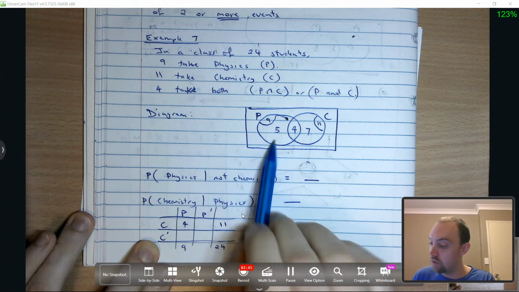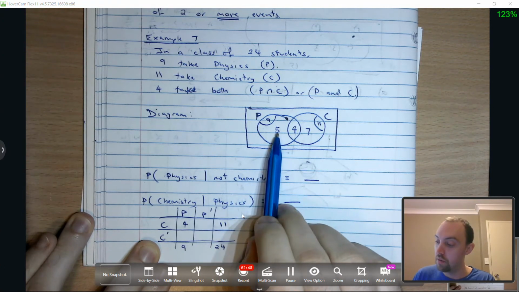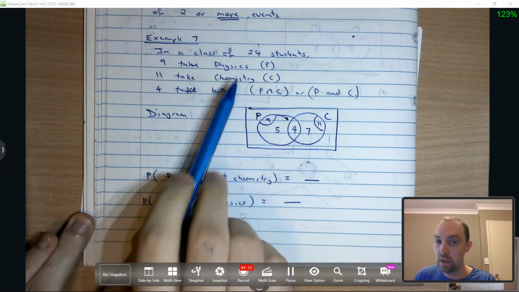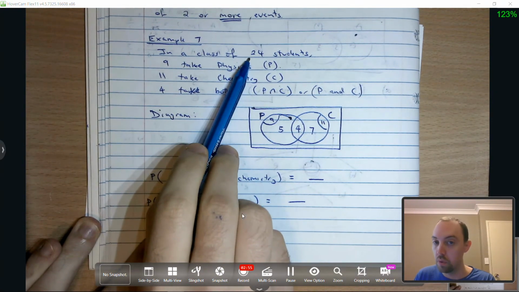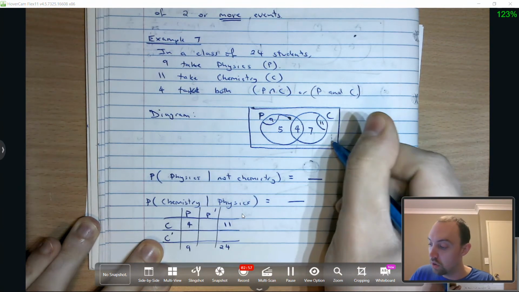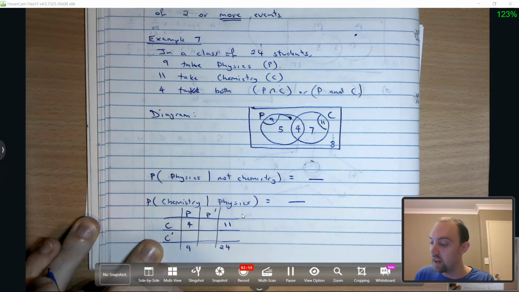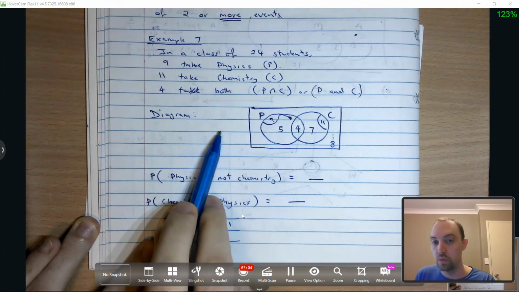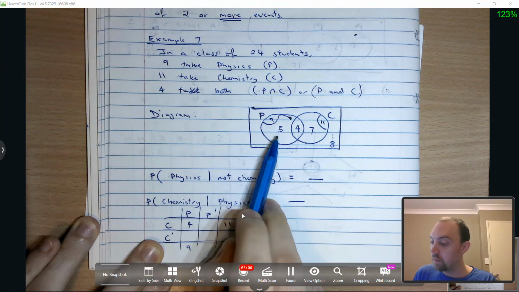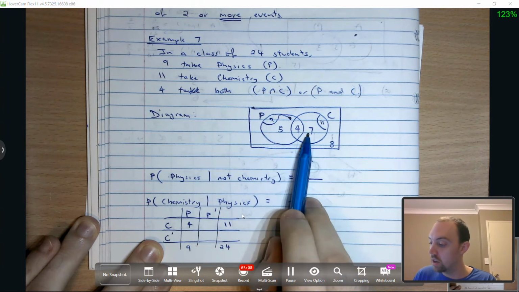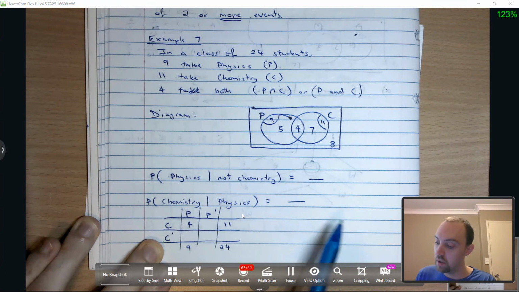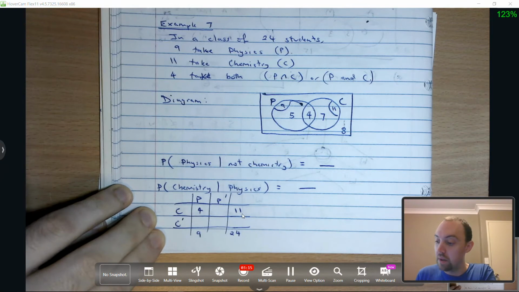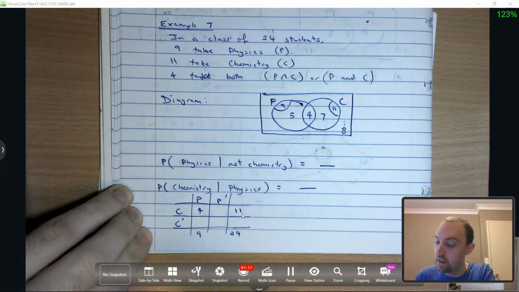And how many students have we accounted for so far? We've got 5 plus 4 is 9, plus 7 is 16, and we are talking about 24 students in total. So we're missing another 8 out here. When we add all of these together, we should get the total. So, double check, 9, 16, 24. Yeah, that works for me. After that, we're going to be asked questions about it.